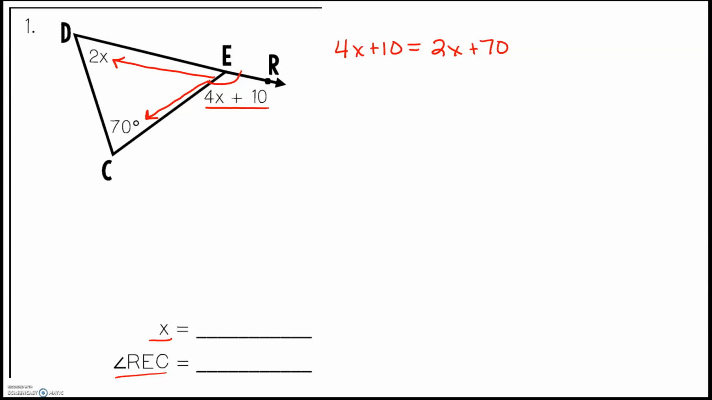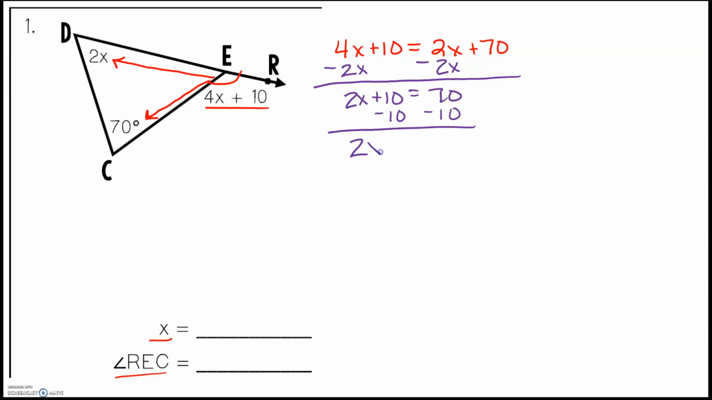I'm going to put my like terms together. So I move my letters to the left and my numbers to the right. So first I'm going to move this 2x over to the left by subtracting 2x. So then I'm going to end up with 2x plus 10 equals 70. Then I'm going to move my numbers to the right by subtracting 10. So then I'm going to be left with 60 on this side and 2x on the other side.